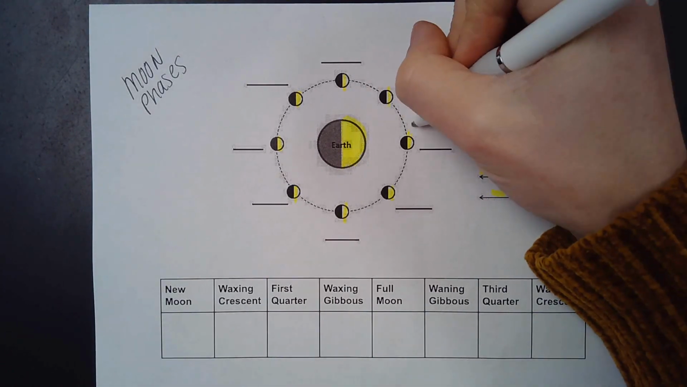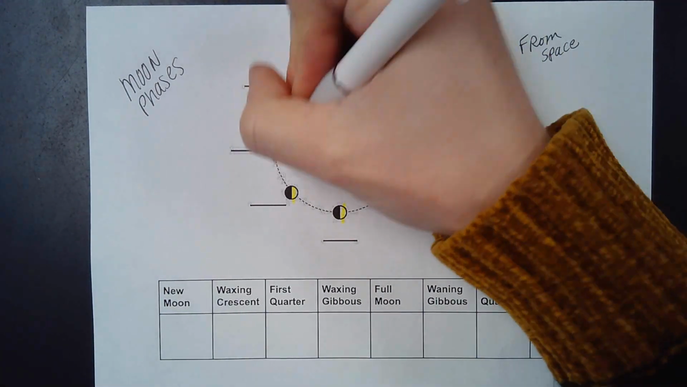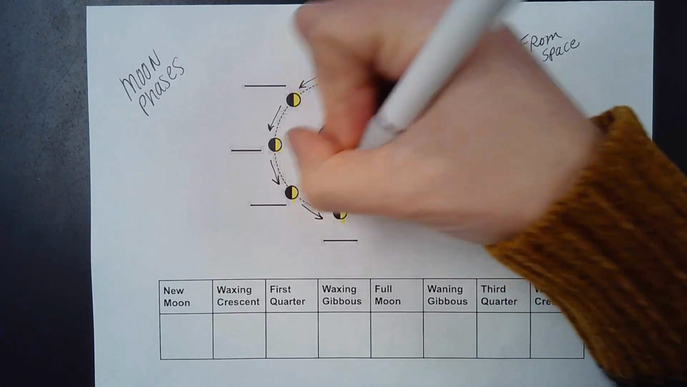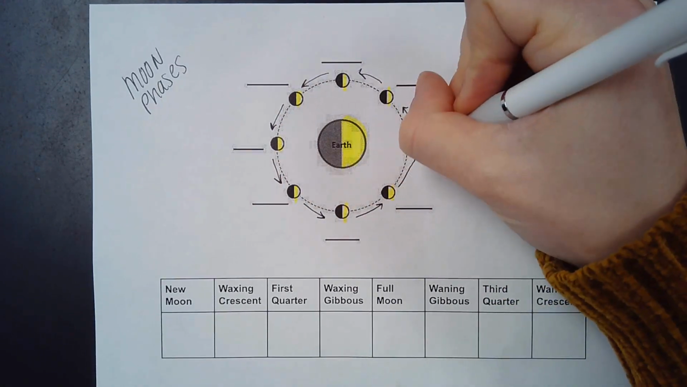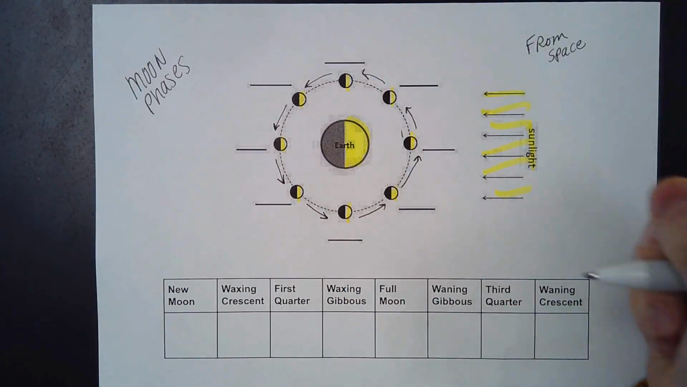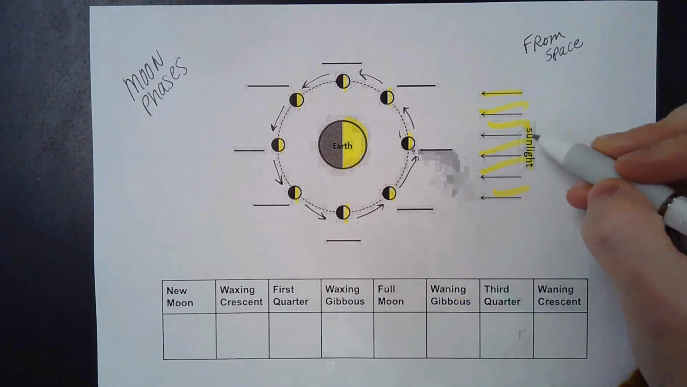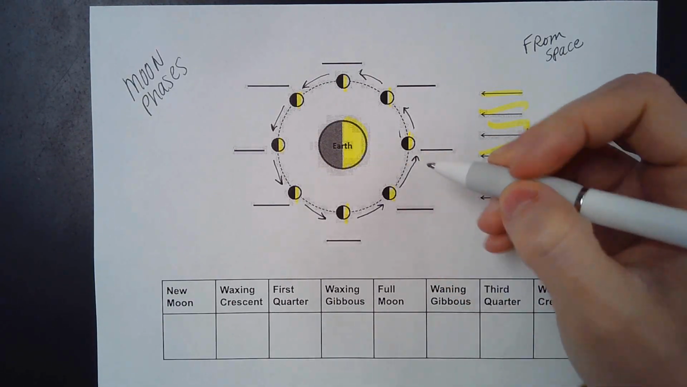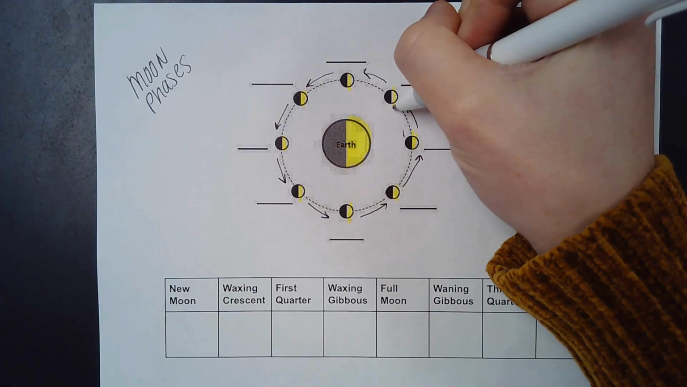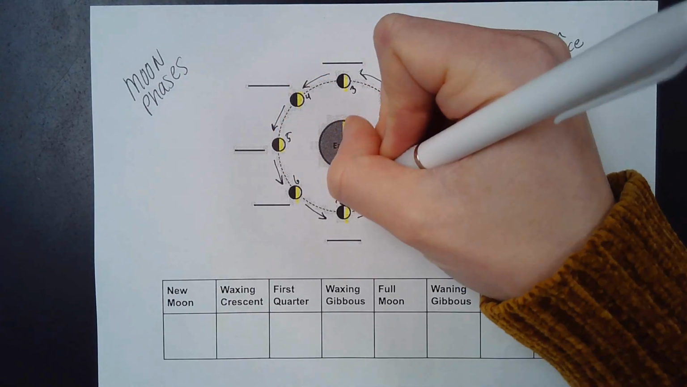The moon goes counterclockwise. So we need to remember that with our arrows, because as we think about the moon as it goes around the Earth, we have to remember it goes counterclockwise. We are going to start here at this location as if the Earth was here, the moon was in between the sun and the Earth. And we're going to go around counterclockwise. So 1, 2, 3, 4, 5, 6, 7, 8.